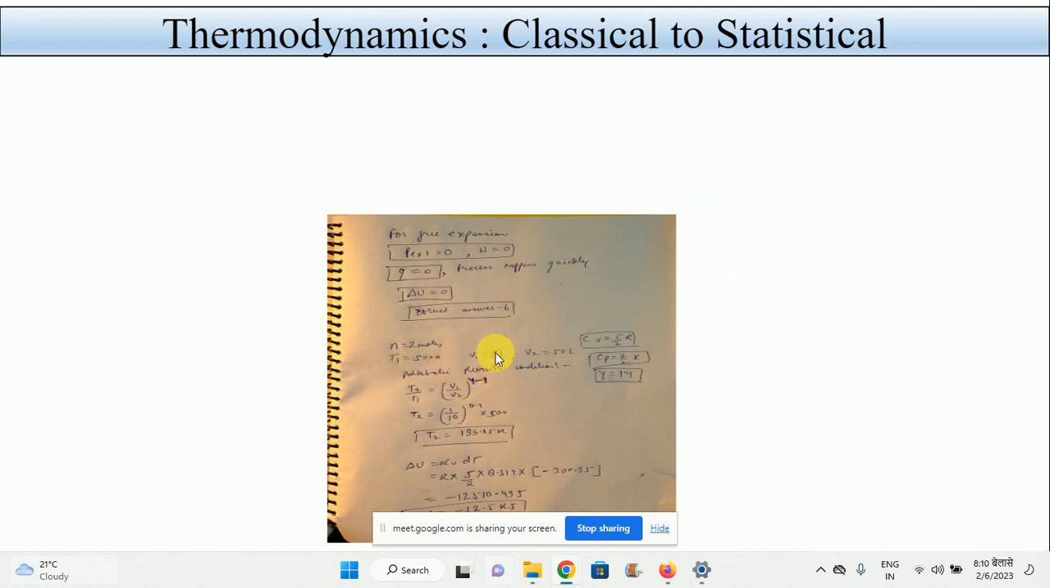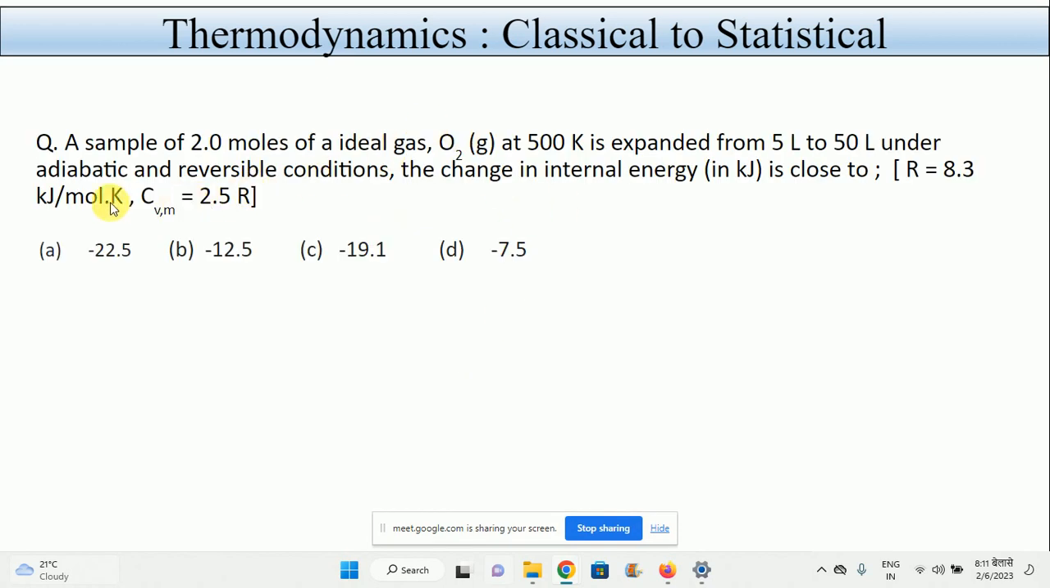T V to the power gamma minus 1 is equal to constant. So again we are solving the same equation. T2 by T1 is equal to V1 by V2 to the power gamma minus 1. Since gamma is needed, CV is given, R is given, and CP we can calculate here.